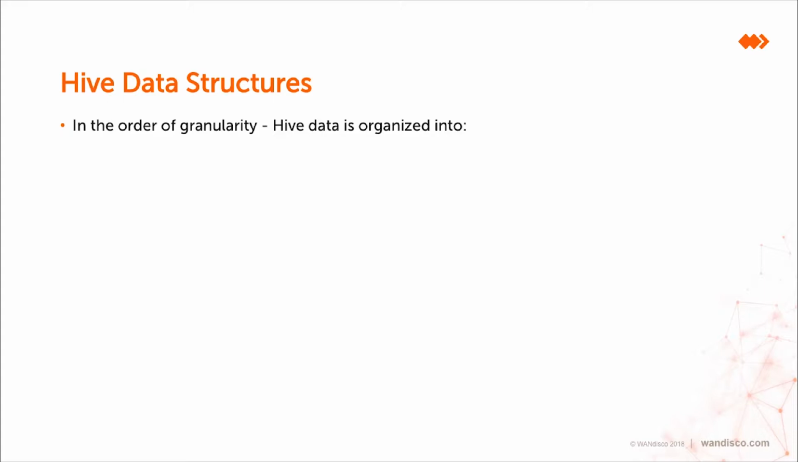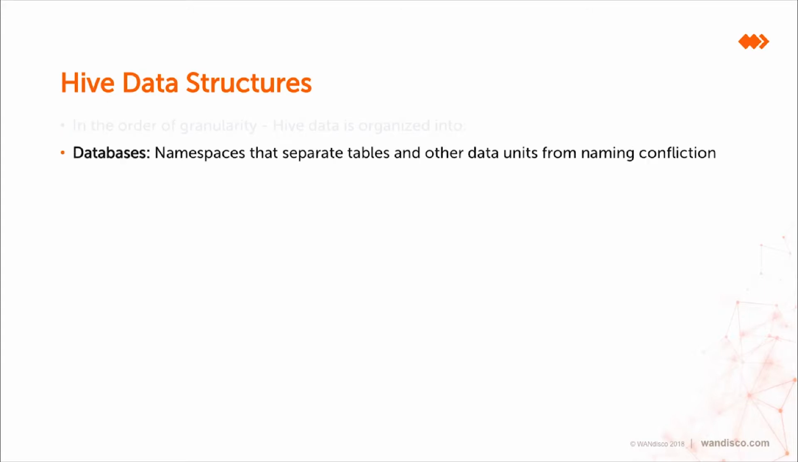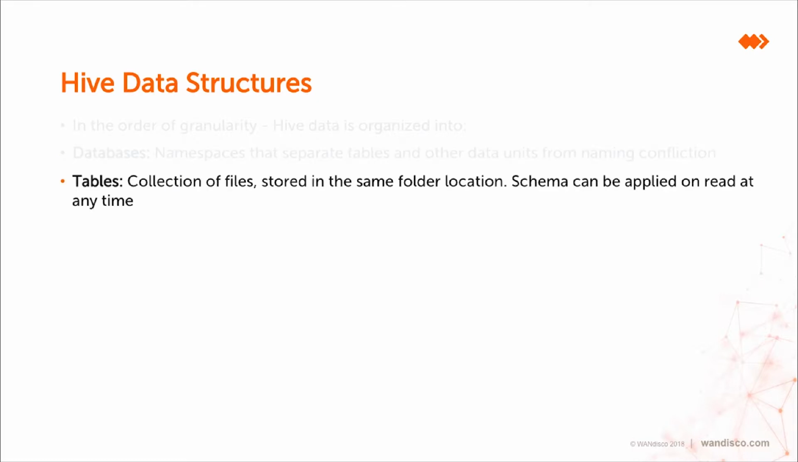In order of granularity, Hive data is organized as follows. Databases first. These are the namespaces that separate the tables and other data units from naming conflicts. Tables, that's the collection of files stored in the same folder location. The schema, again, can be applied on read at any time.